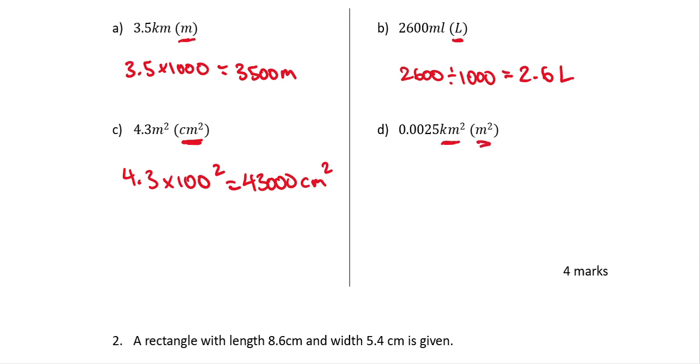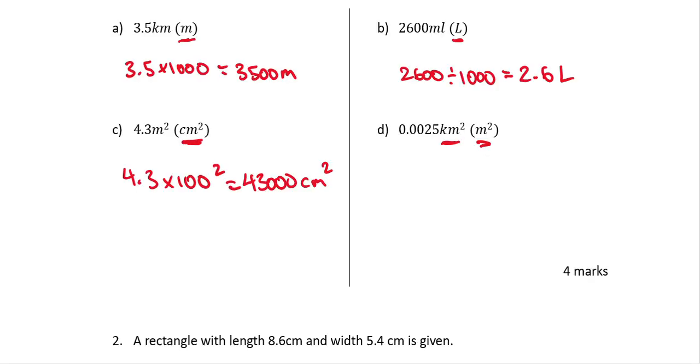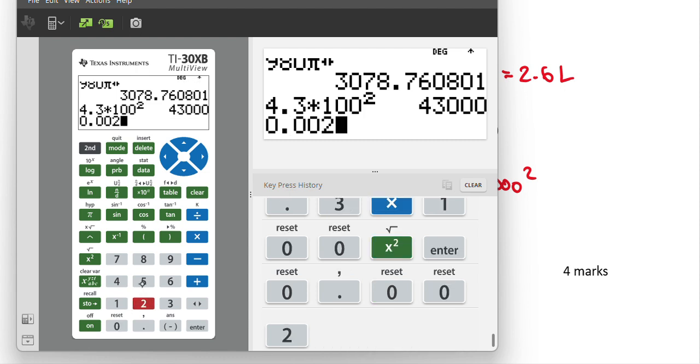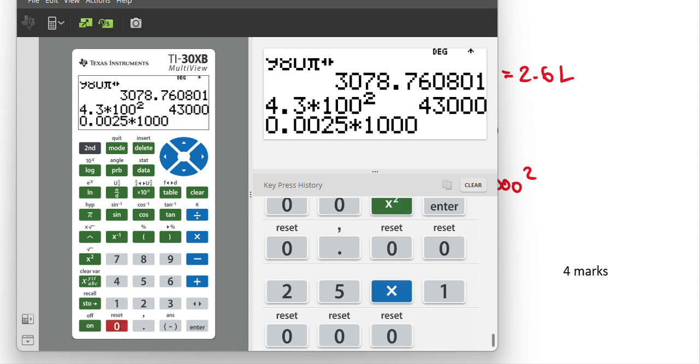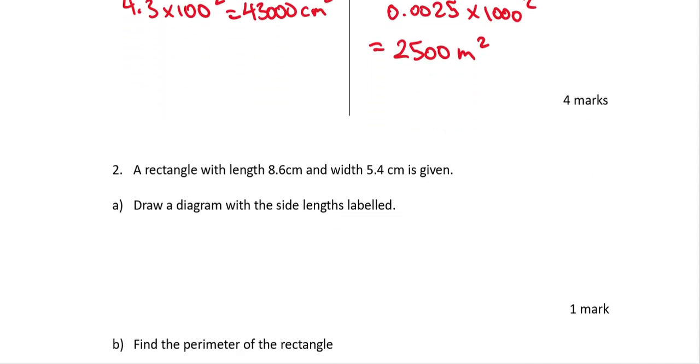Now I'm converting from kilometers squared to meters squared. So let's just refer back here. I need to times by 1,000 squared. So it'll be 0.0025 times 1,000 squared. And if I type that in my calculator, 2,500. So 2,500 meters squared. So that's how you would approach question one, okay?